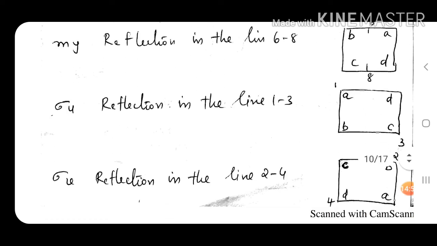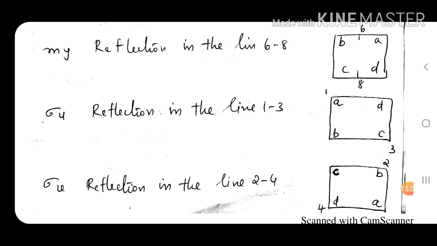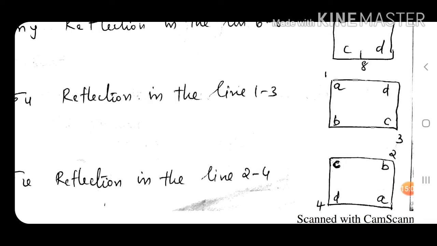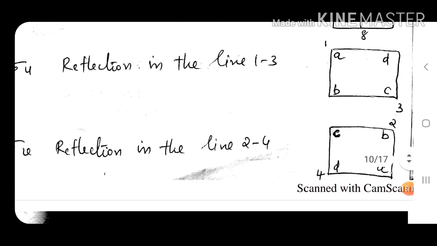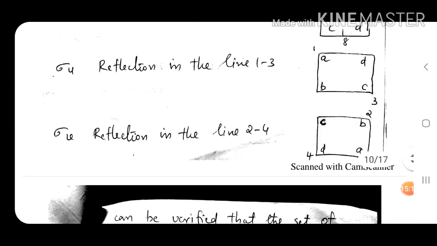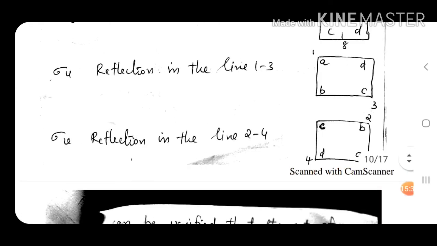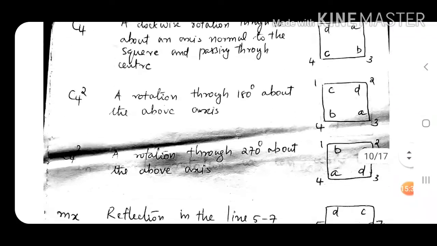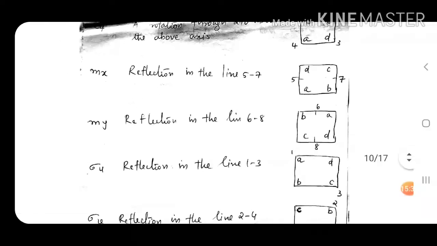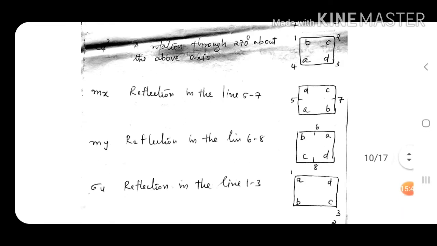Okay, then sigma u, a reflection along line 1, 3. It's along the diagonal. So A and C will not change, but B and D will change positions. And reflection along line 2, 4, the other diagonal, will keep B and D in their positions, but C and A will interchange their positions. So we have seen 1, 2, 3, 4, 5, 6, 7, 8 transformations. In this, one is the identity transformation. The rest are either rotation or reflection.